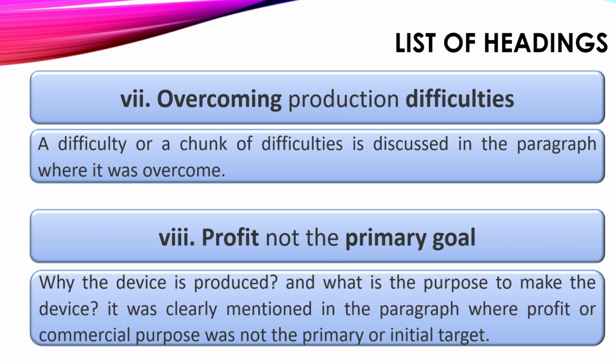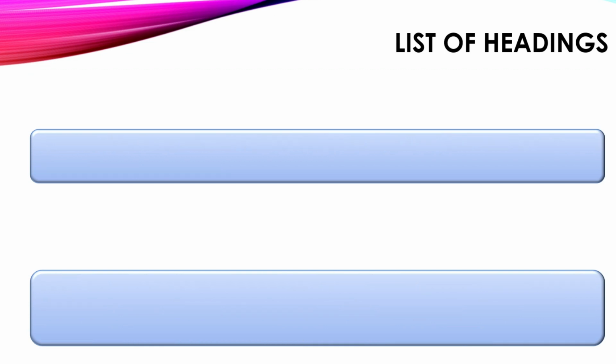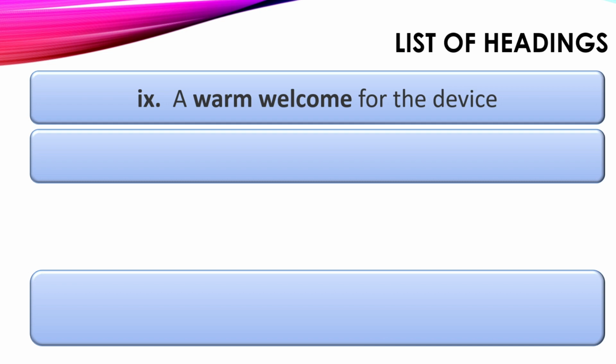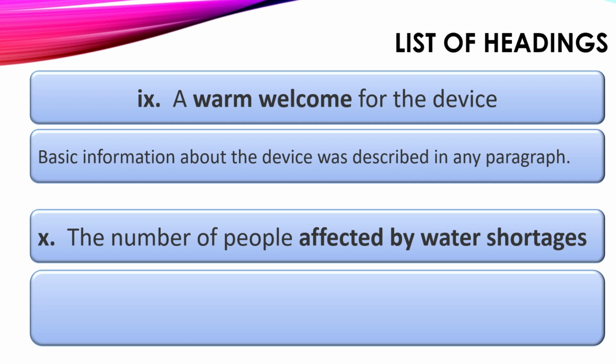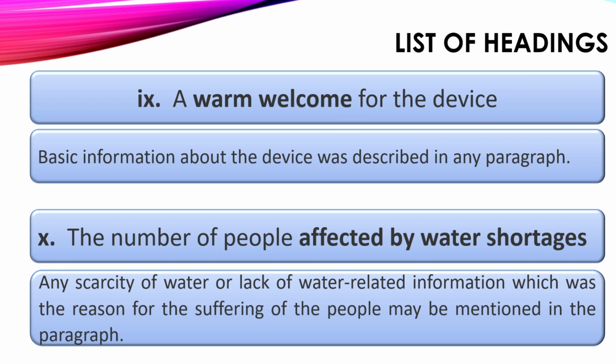Profit and primary goal were also selected as keywords for the eighth heading. Why is the device produced? And what is the purpose of making the device? It was clearly mentioned in the paragraph where profit or commercial purpose was not the primary or initial target. The keyword we have selected for the ninth heading is warm welcome. This means maybe basic information about the device was described in some paragraph. Affected by water shortages was selected for the last heading. This may mean any scarcity of water, or lack of water-related information, which was the reason for the suffering of the people, may be mentioned in the paragraph.